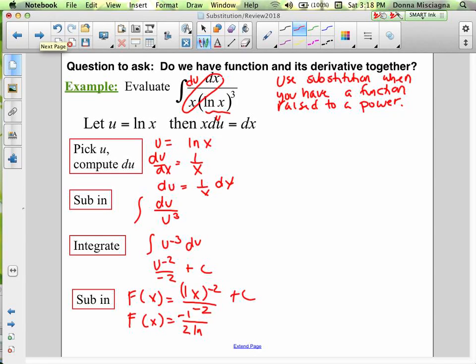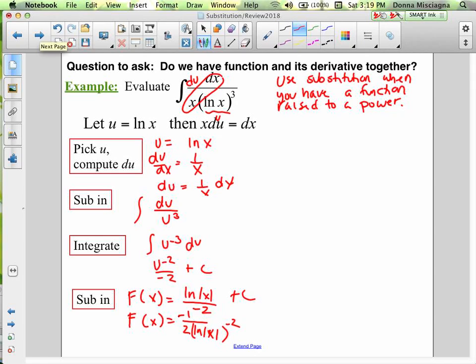whoops, when I did the substituting back, my natural log of x became Lx. Oh, that's not good. Let's fix that. There we go. All right, so we have f of x equals negative 1 divided by 2 natural log of x. That's supposed to be an absolute value. And that is all to the negative 2 power.